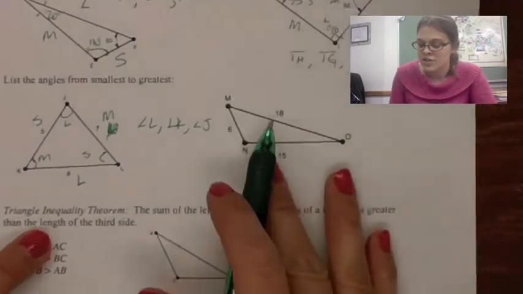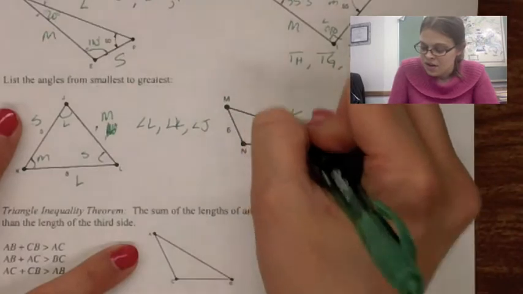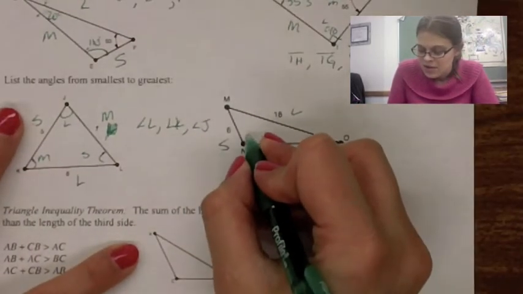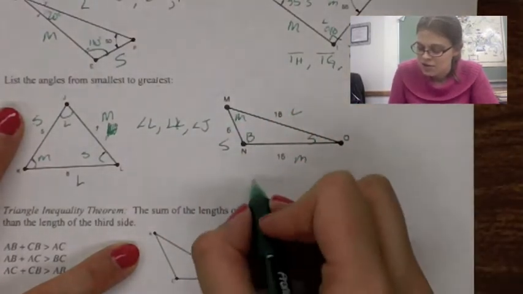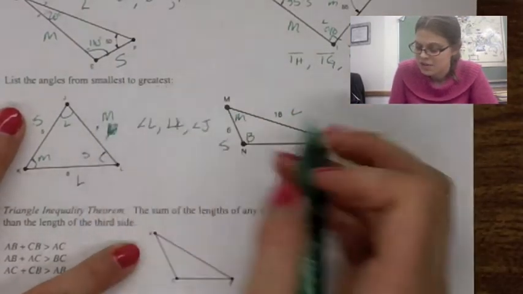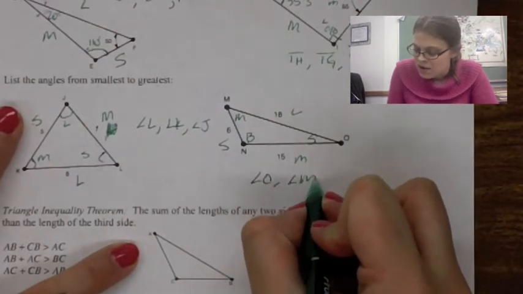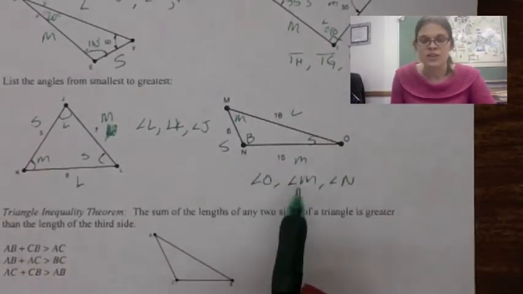Okay? Try this one by yourself, see if you get it right. Okay, let's see how you did. This is the longest, this is the middle, this is the shortest. So this angle is the biggest, this angle is the middle, and this one is the smallest. So if you're listing from smallest to greatest, you should have angle O, then angle M, then angle N. Okay, go back and make sure that you did that correctly.